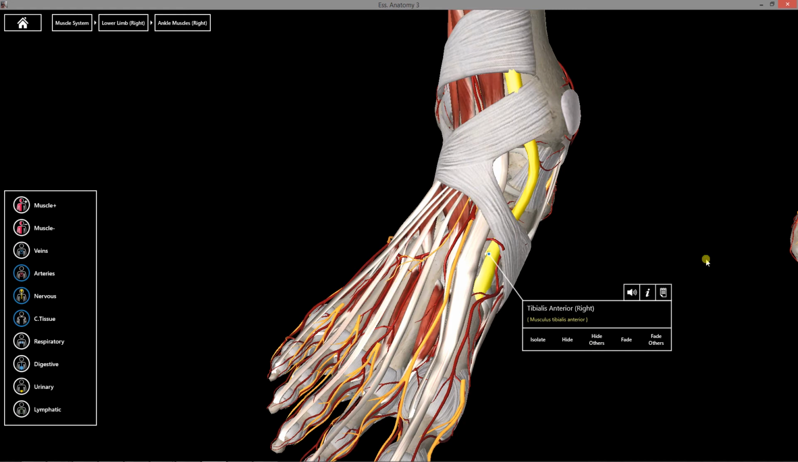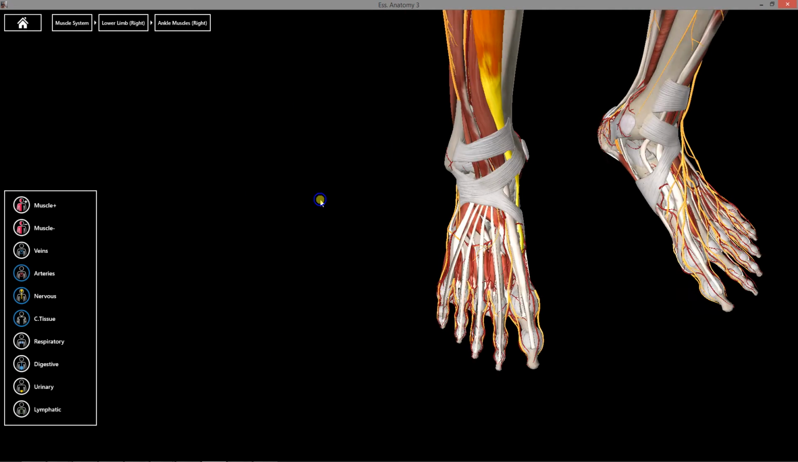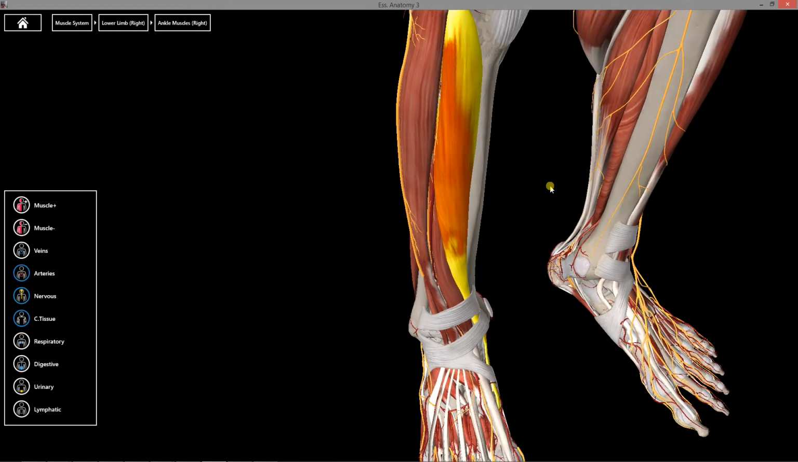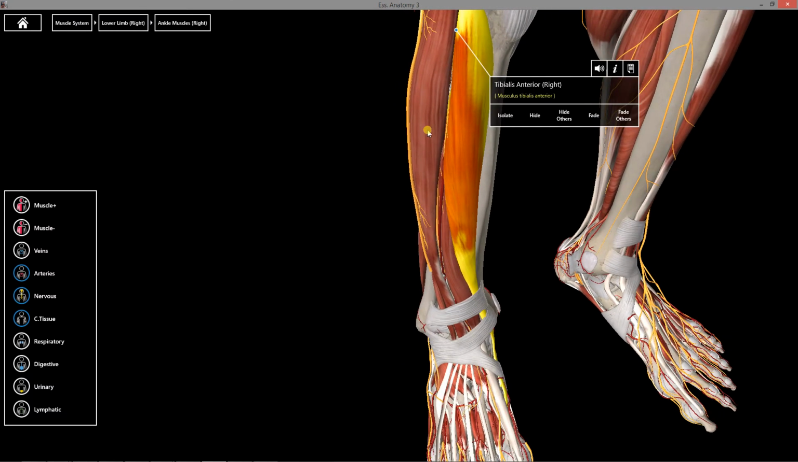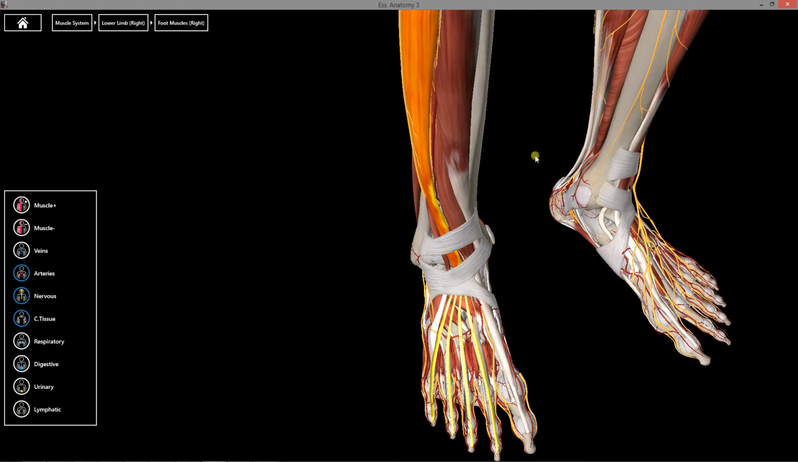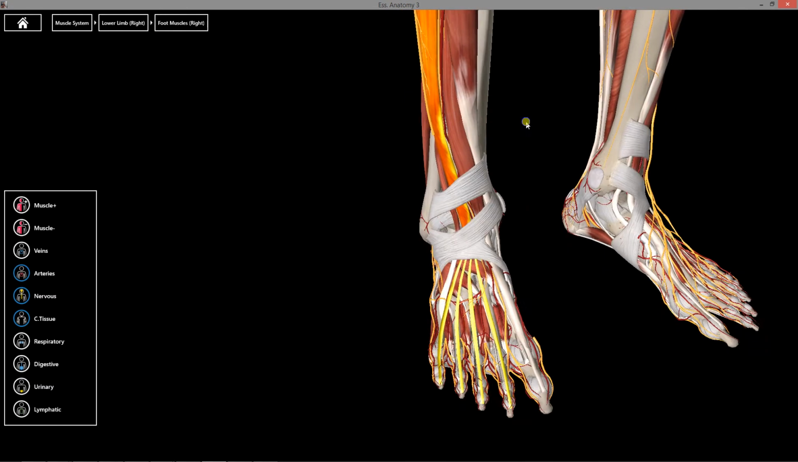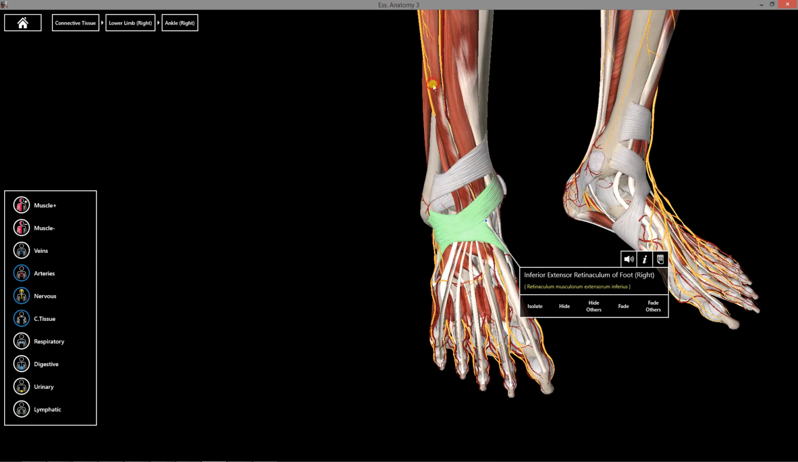Now, the next one I wanted to talk about, just zooming out here and moving superiorly, was the extensor digitorum longus of the foot. This originates from the fibula head and attaches to all the long toes. Like the tibialis anterior, it needs to pass underneath both of these guys in order to reach its destination.